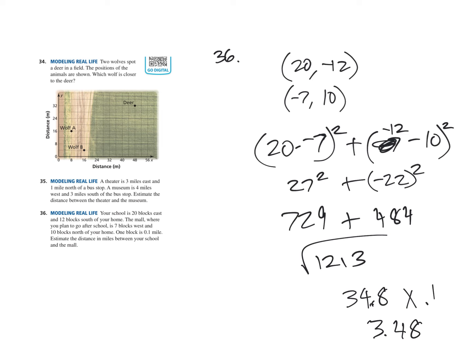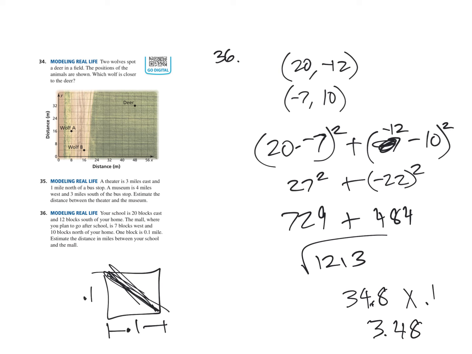Okay, so one thing I wanted to mention is if one block is 0.1 mile, then that means really you're going to be going at diagonals. So you'd have to figure out using Pythagorean theorem what this is. But I don't think that's what they're wanting here. So if you just count this as 0.1 from wherever your 2 points are, you're going to get 3.48 miles.